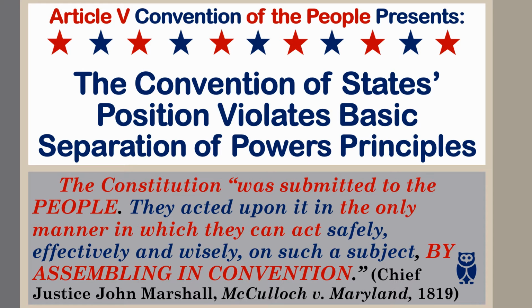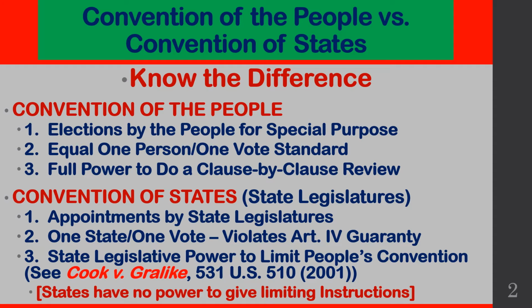In this video, I will show you how the Convention of States position violates basic separation of powers principles. Know the difference between a convention of the people and a convention of the states. A convention of the people is where elections are by the people for the special purpose of constitutional amendment. The elections are equal, one person, one vote, and at the convention, the delegates would have the full power to do a clause-by-clause review.